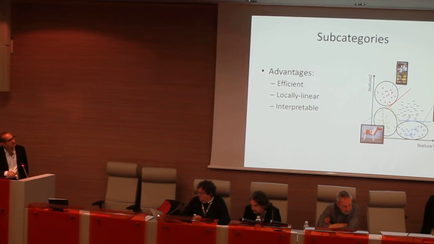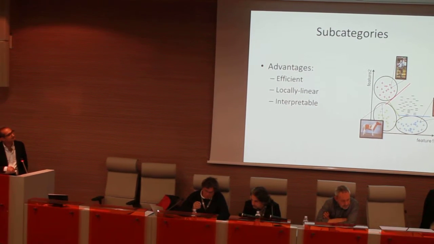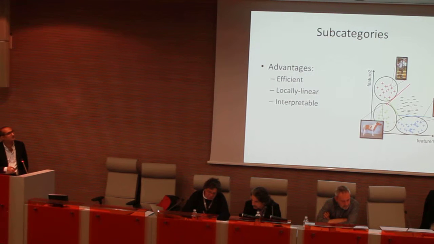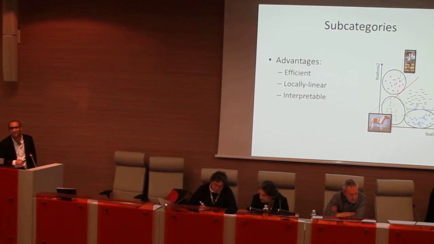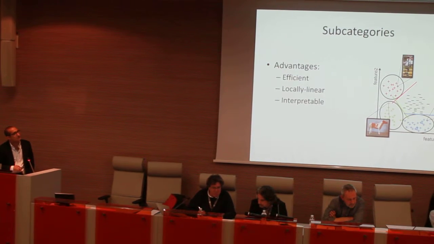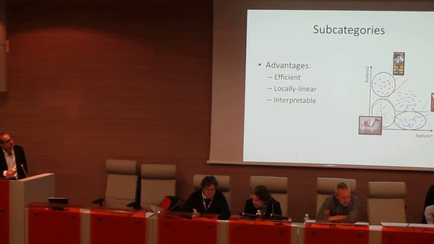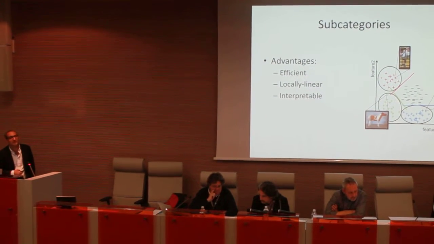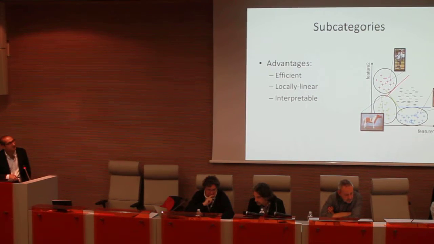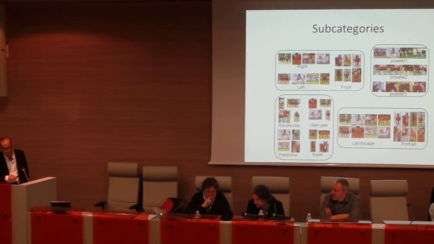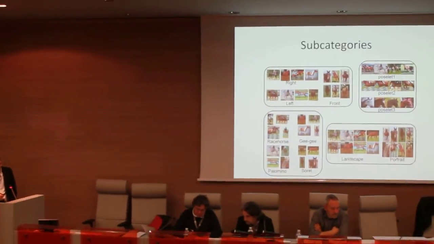So for example, in this case, these are different subcategories we discovered for the horse category. This solution is very efficient because we just have some locally linear classifiers instead of the non-linear original classifier. And it's also interpretable, which means we have an interpretation of the concept of each subcategory. For example, this subcategory belongs to the side view of the horse, and this subcategory belongs to the head of the horse.